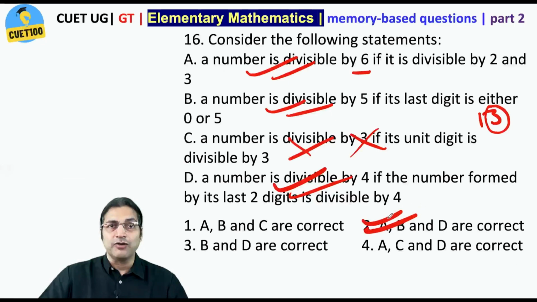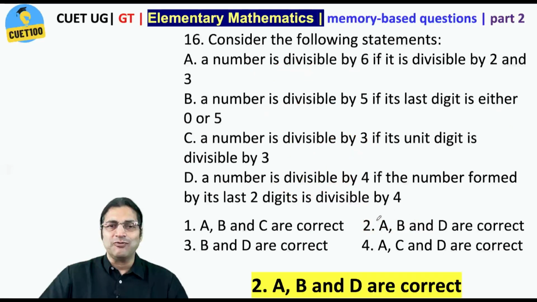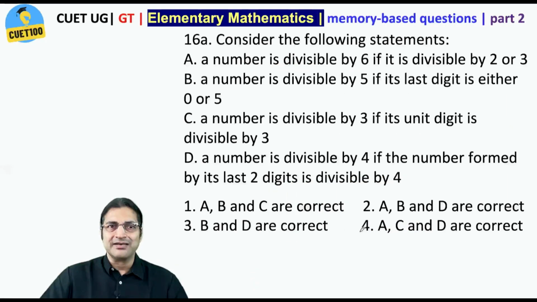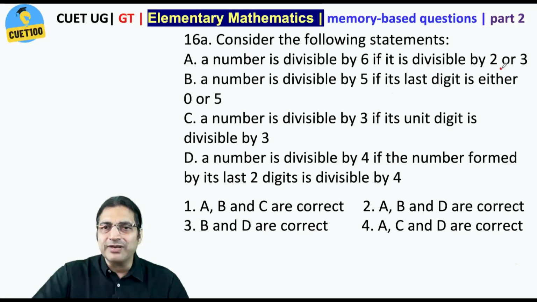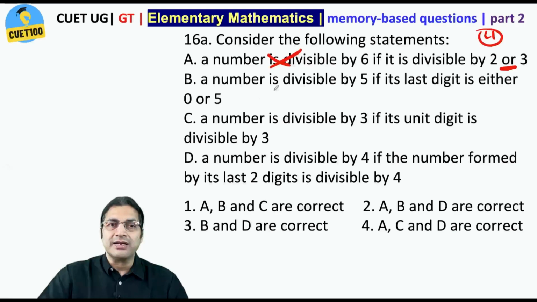Alright, this is one version. Now, what about the other version? Of course, A, B and D are correct. Now, here some people are saying that here we didn't have 'and', it was 'or'. A number is divisible by 6 if it is divisible by 2 or 3. No. About 4 also we can say that it's divisible by 2 or 3, right? Then this becomes incorrect. This we have already seen is correct. This is incorrect and this also is correct.